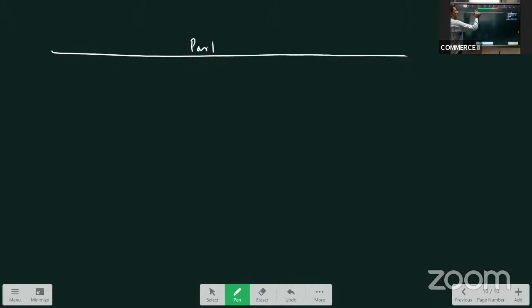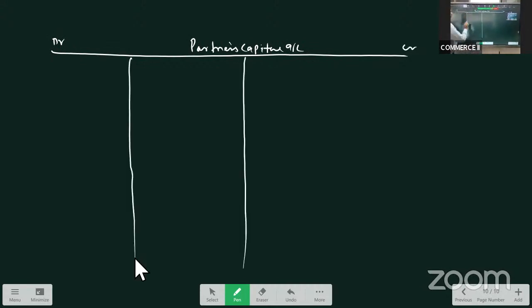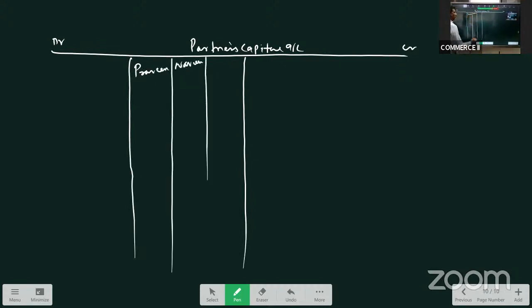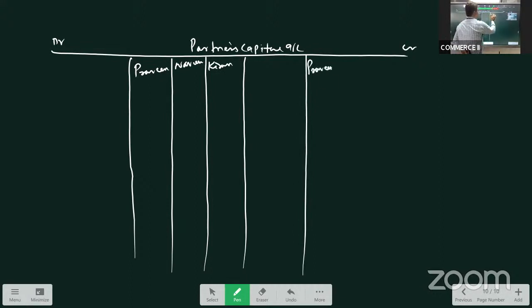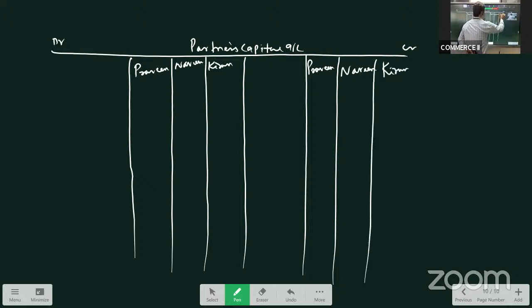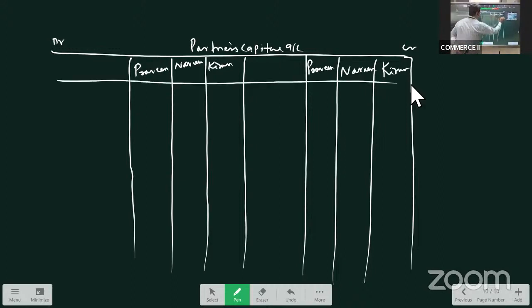Okay. Before that, we have to prepare partners capital account. So we are preparing partners capital account for Praveen, Naveen, and Kiran. Okay. This is the particulars column, of course. Particulars.